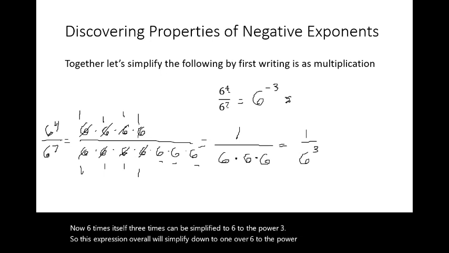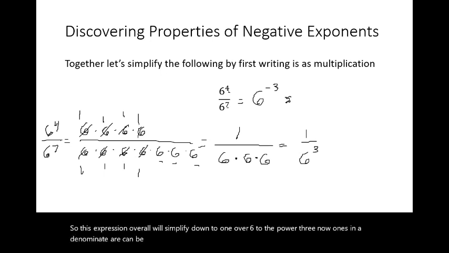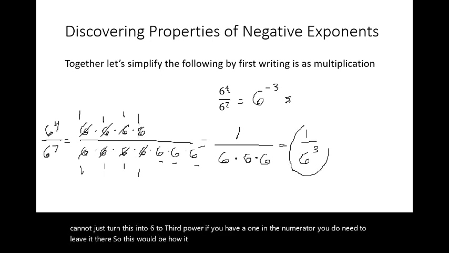Now, ones in a denominator can be dropped and gotten rid of. Ones in the numerator cannot. So no, you cannot just turn this into 6 to the third power. If you have a 1 in the numerator, you do need to leave it there. So this would be how it fully simplifies.